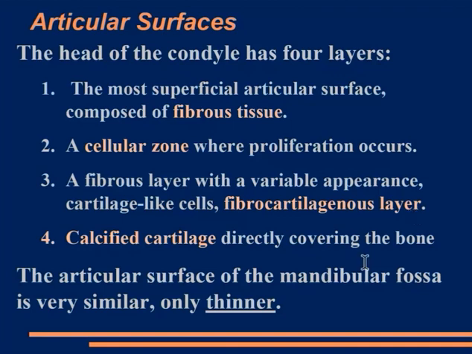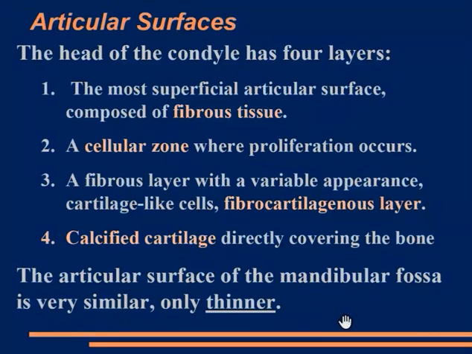Beneath this fibrocartilaginous layer, immediately covering the bone of the condyle, we have a thin zone of calcified cartilage, which is distinguished from the bone area by some different properties. The calcified cartilage here is a remnant of the secondary condylar cartilage, which we'll talk about.